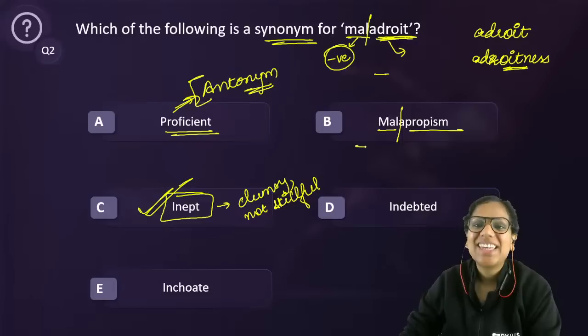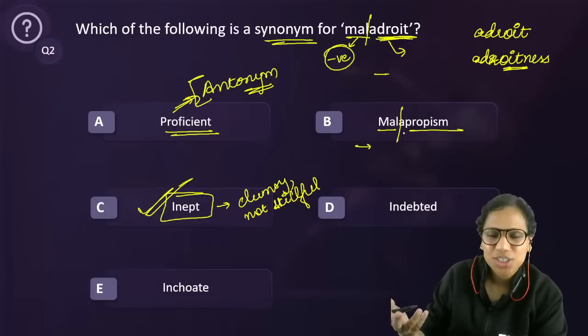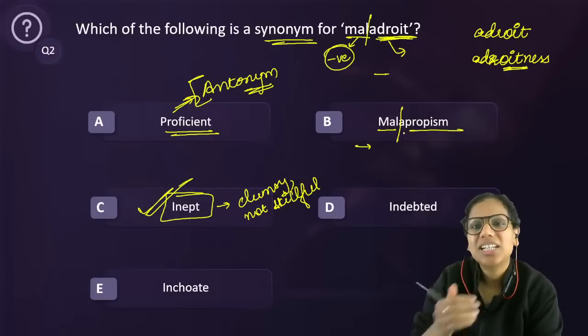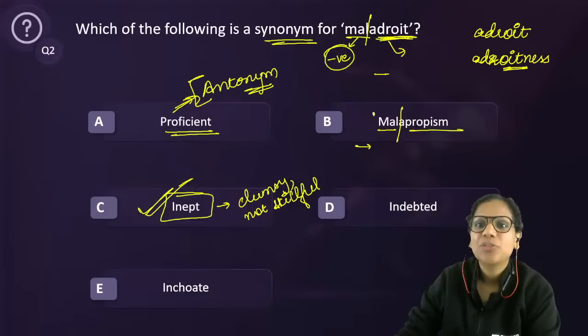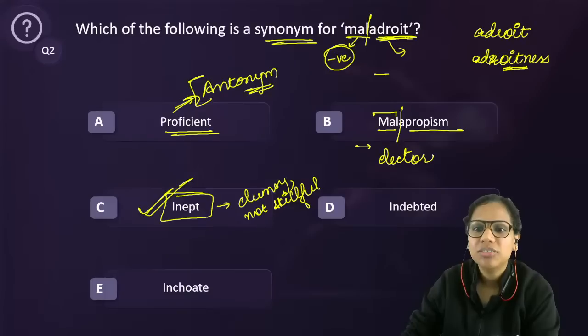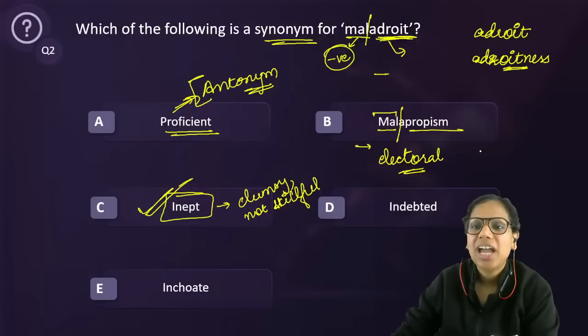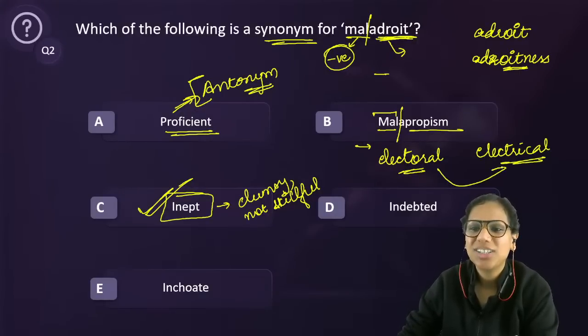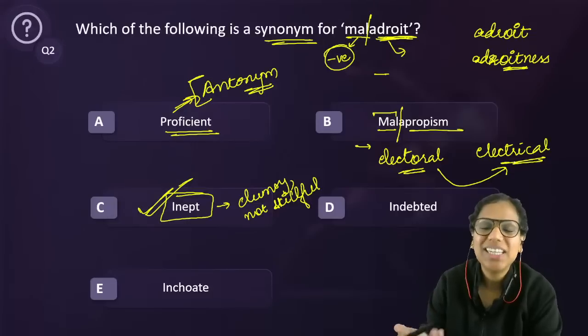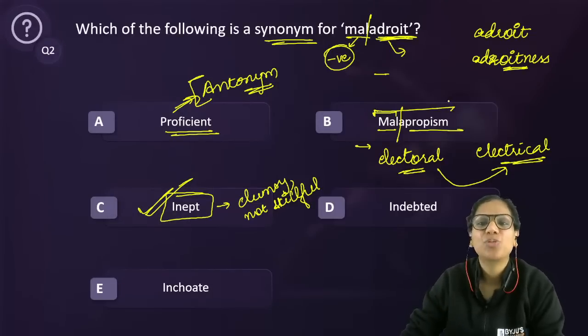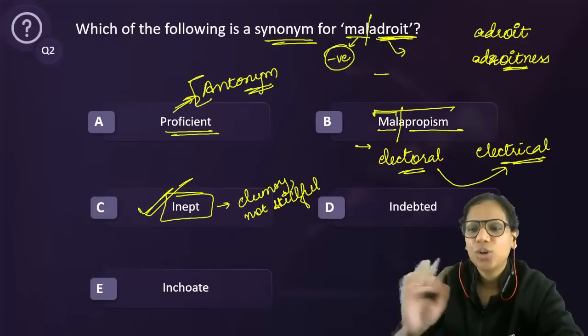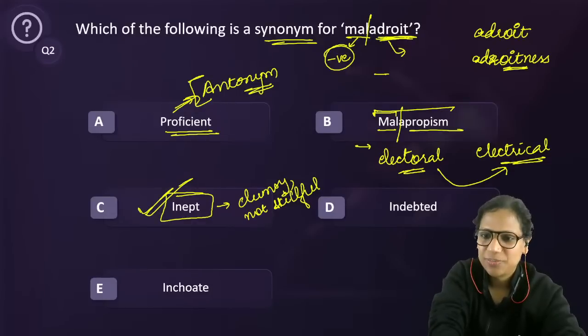Malapropism is the incorrect use of a word such that it creates a funny effect. Okay, so for instance, let's say I want to say electoral board, the board that handles elections. And instead of that, I say electrical board. So use of a similar word such that it creates a funny effect is called malapropism. So that is not at all related to maladroit.